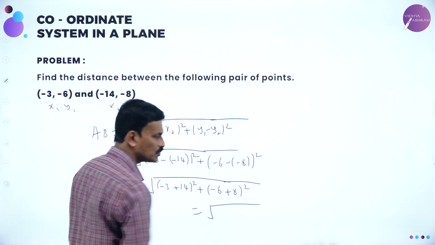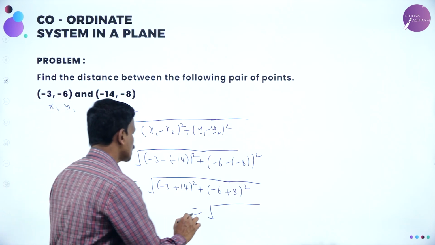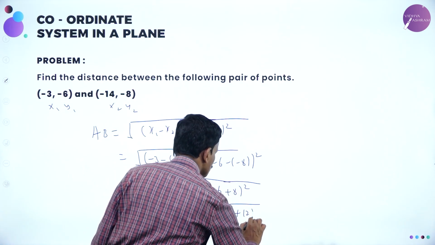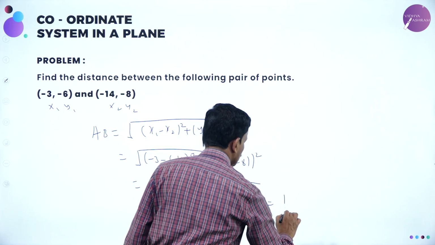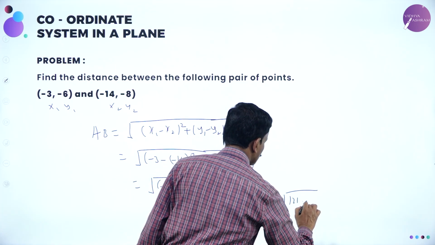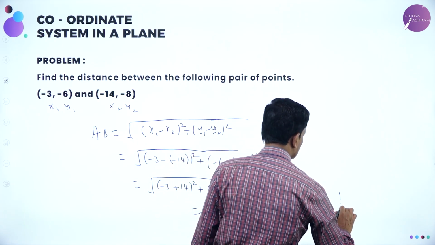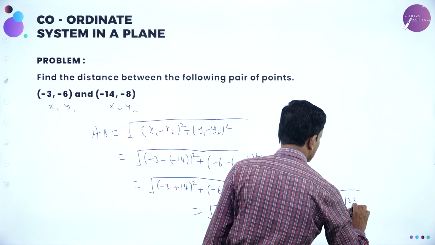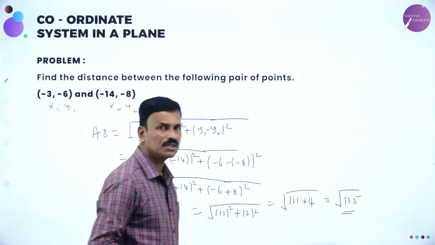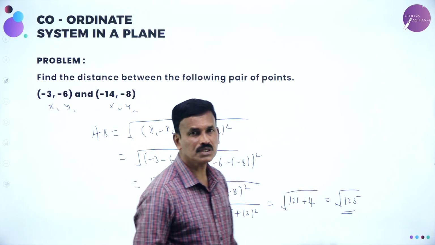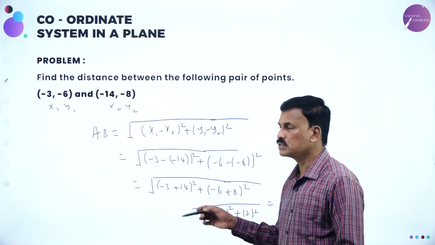This is equal to root of 14 minus 3 is 11. This is 11 square. 8 minus 6 is 2 square. So this can be written as 11 square is 121. 2 square is 4. So this is equal to root of 125 units. So the distance between these 2 points is square root of 125 units. That's it. Hope you followed.